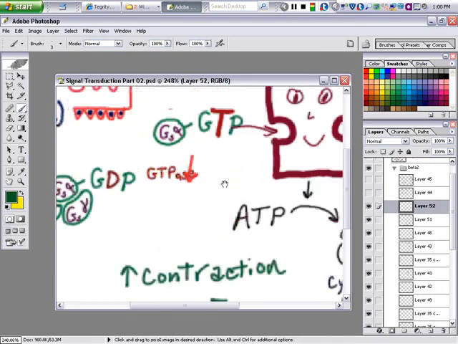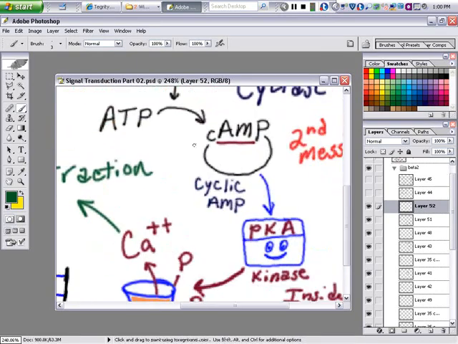Now let's go to our next member in this pathway. Cyclic AMP. Can you keep high levels of cyclic AMP all the time? No, for the same reason. So you need a way to break this cyclic AMP down to just AMP. And so what's going to happen is there is an enzyme.